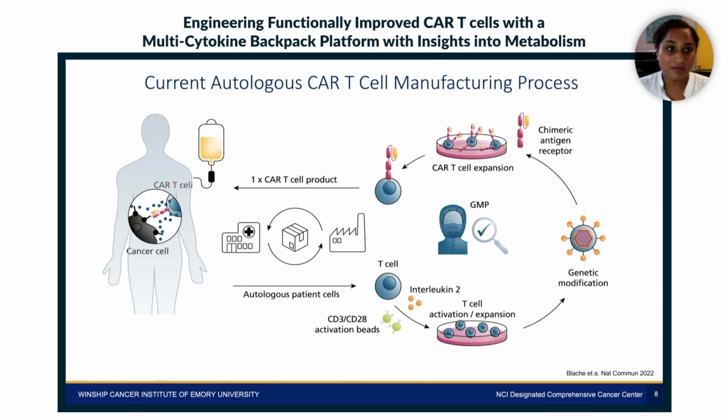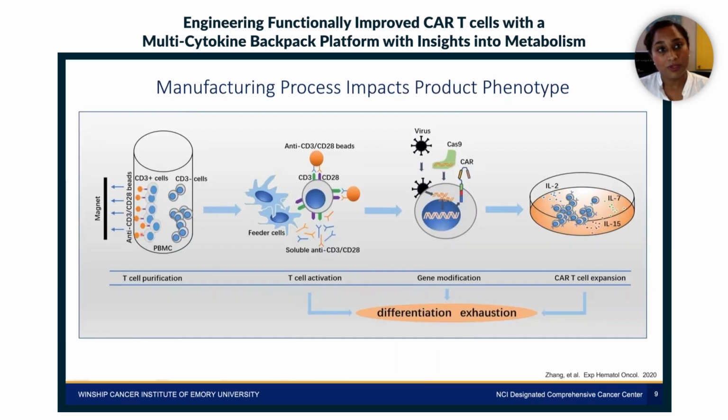Once infused back into the patient, they are a living drug: they recognize the tumor cells, can secrete factors to kill the tumor cells, produce an inflammatory response, and expand. We also know that this manufacturing process can impact the product phenotype. Many different steps along the way can cause differentiation and exhaustion in the T cells. This includes the activation step, in which we're using strong activators of the T cell, the gene modification step, and finally the expansion step, where we're using gamma chain cytokines to expand these T cells, which are known to cause more differentiation and exhaustion.